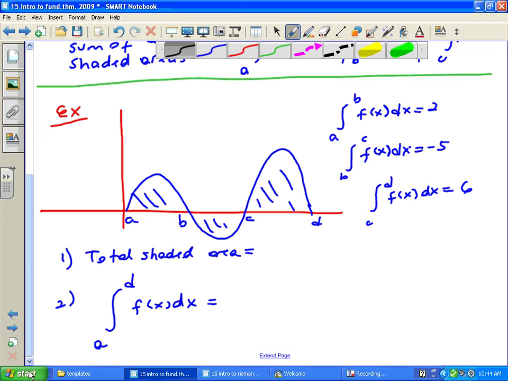From A to B, it's 2. B to C, it's -5. C to D, it's 6. They gave us the integral values. And there are two questions to be answered. One is, what is the total shaded area? And the other one is, what is the total integral? The integral for a positive function gives you the area, right? For a negative function, it gives you -1 times the area.